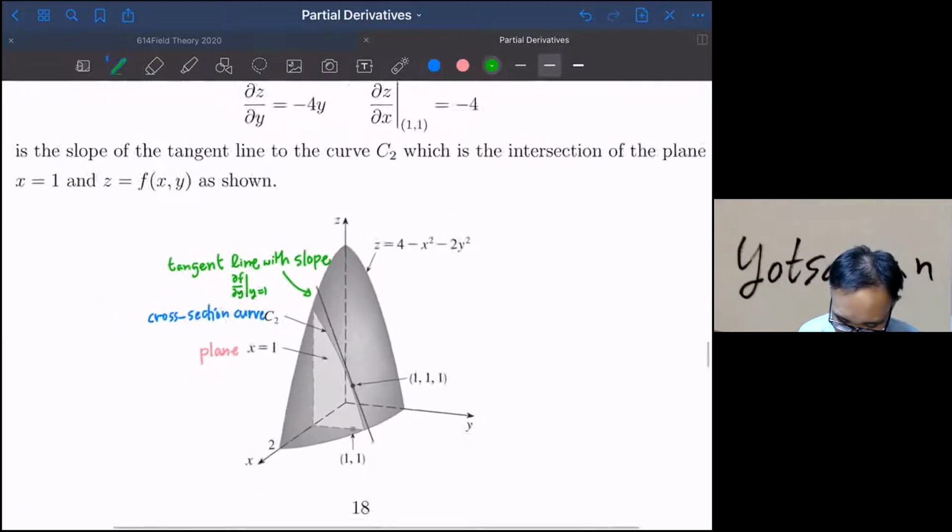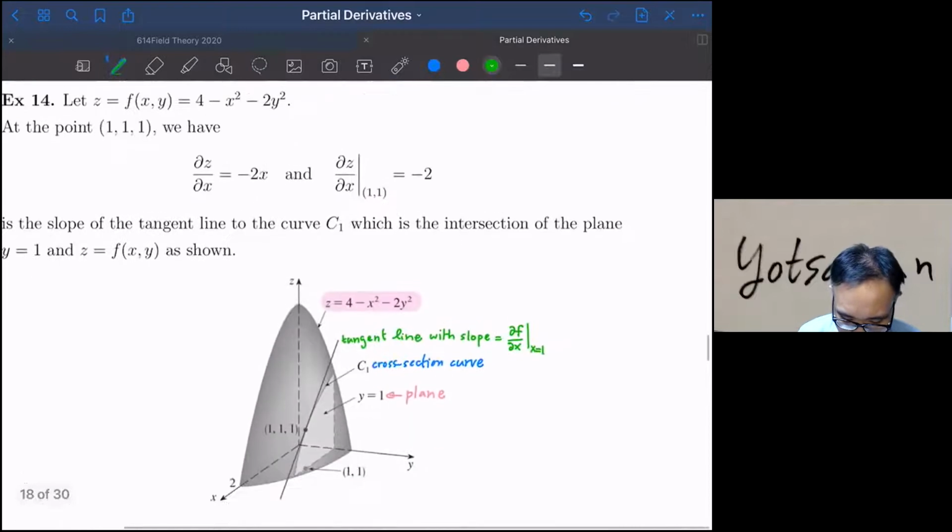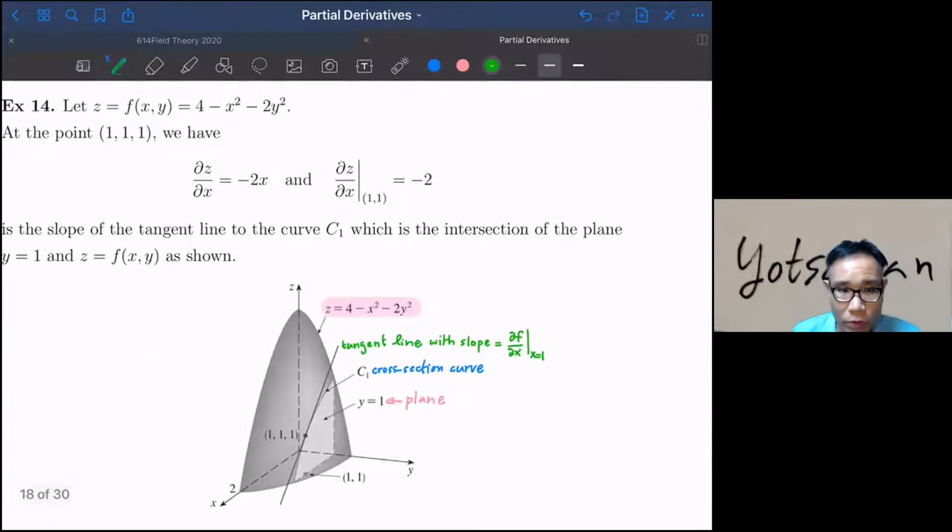Okay, let's try to find the slope here. You have z equals 4 minus x squared minus 2y squared. This is my surface. And you have dz/dx equal to negative 2x, and dz/dx at (1, 1) equal to negative 2. So you have the slope equal to negative 2 for this tangent line to the curve C1 at (1, 1).